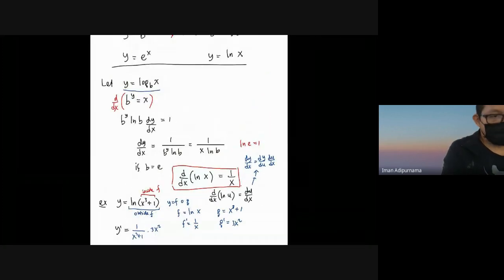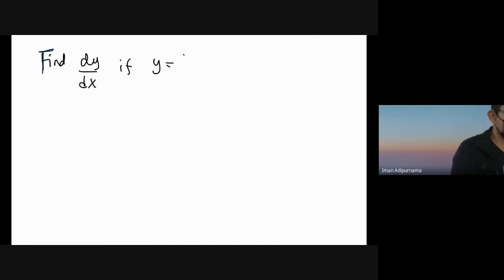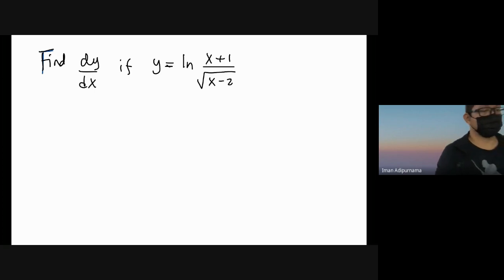Okay, let me give you another example, and maybe the last example before we finish our lecture. Find dy/dx if y is ln of x plus 1 over x minus 2. Okay, let me give you a few minutes to try.